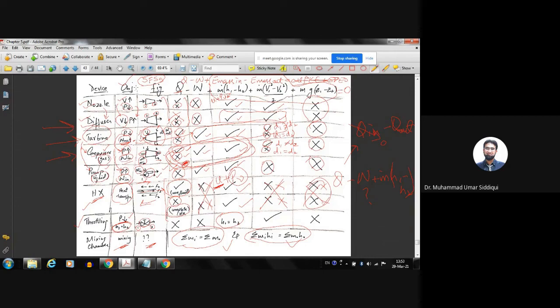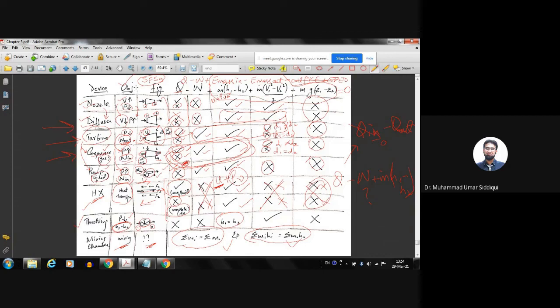Turbine is used to produce work output. Normally this work output is connected with a generator to produce electricity. Compressors and pumps are opposite to a turbine. They take electrical energy in the form of work input and produce high pressure. Then we have heat exchangers and the mixing chamber. For these we have similar analysis, where the summation of mass flows for inlet and outlet should be the same, and then we have the energy balance, summation of m in h in equals summation of m out h out.